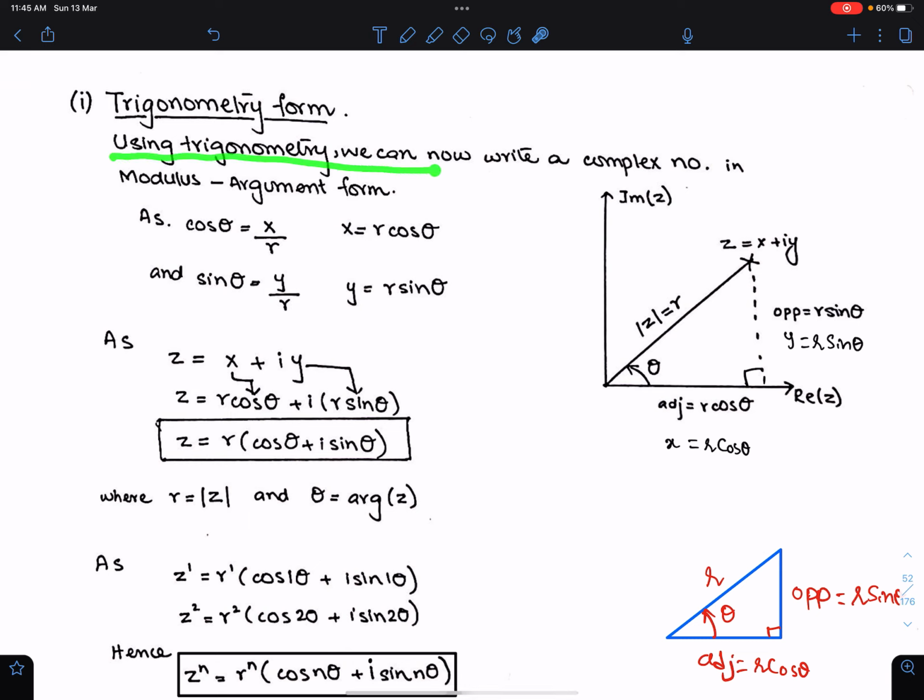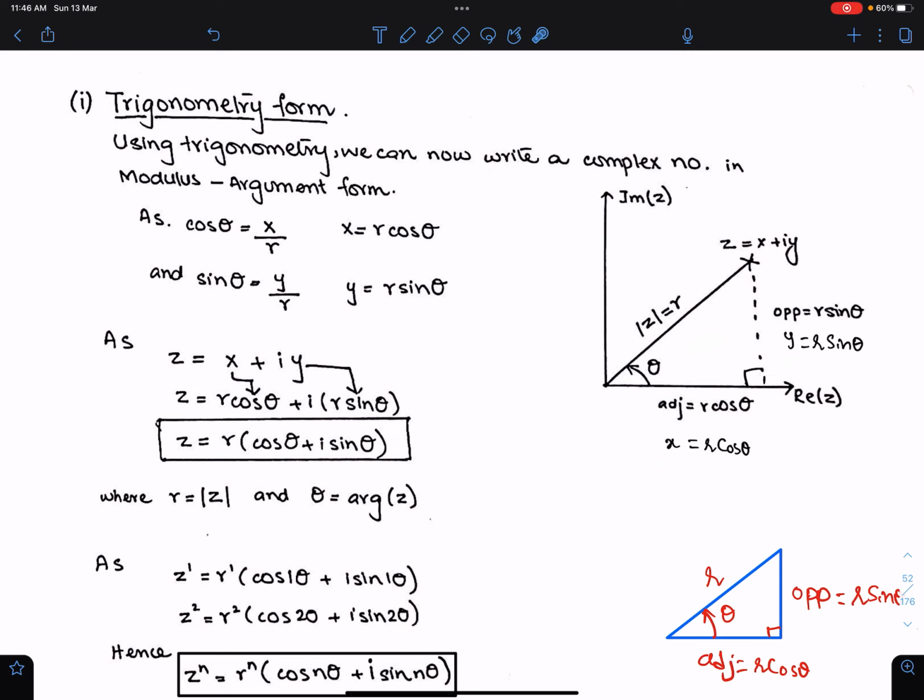Using trigonometry, we can now write a complex number in modulus argument form, that is in this form and in exponential polar form. See, this is z, this is the imaginary part of z, y, and this is the real part of z, that is x. And this is modulus z, and this is equal to r, and this is the argument z. If we use sine theta and cos theta in this triangle, then we can get the values of y and x. So y is r sine theta and x is r cos theta.